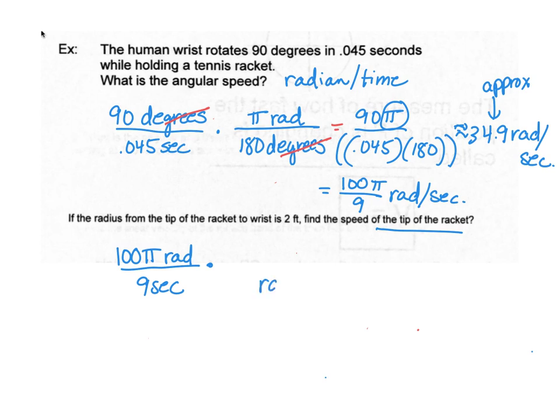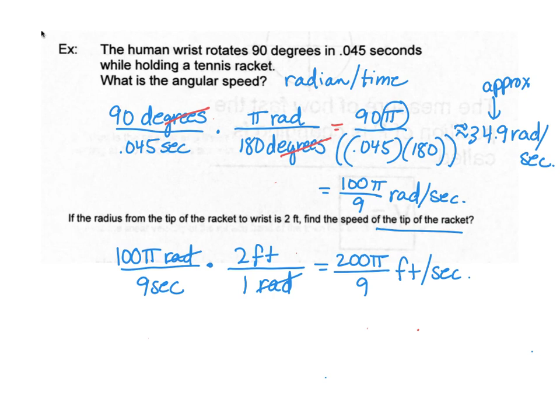So I want my radians to cancel. Now, in 1 radian, I have 1 radius of arc length. So I have 2 feet of arc length. And when I multiply across, I will end up with feet per second. So this is 200 pi over 9 feet per second.